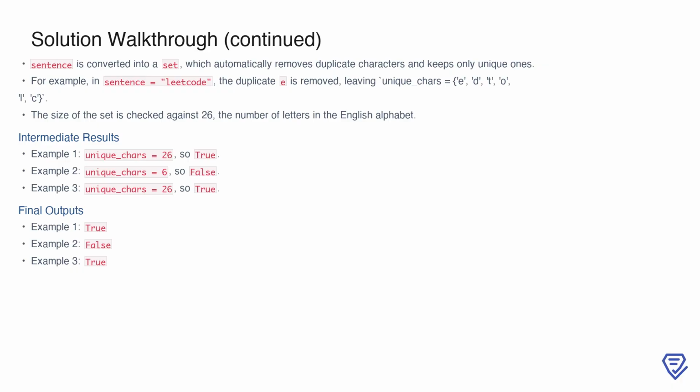alphabet. Summarizing the intermediate results, in example 1, the size of the set is 26, so the function returns true. In example 2, the size is only 6, so the function returns false. Finally, in example 3, the size is again 26, so the function returns true. This approach ensures a clean and efficient way to check if a sentence is a pangram by focusing solely on the uniqueness of characters and their total count.